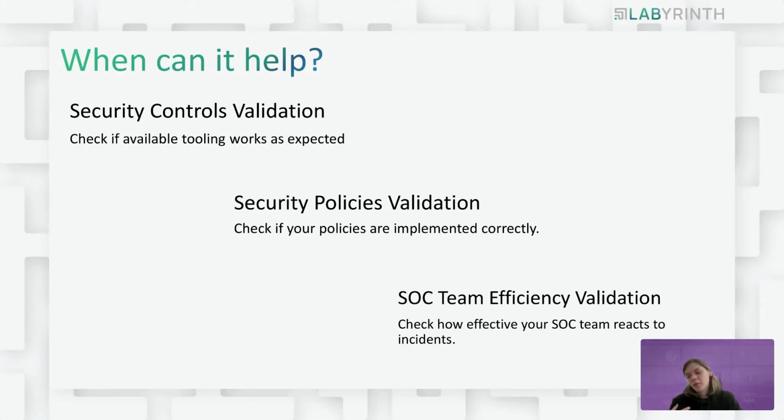Next is security policies validation. So if you have a policy that, for example, SMB signing should be enabled everywhere, and you want to easily check all of your hosts, you can also use it. That's one of the examples, but the idea is that you can check if the rules that you want to maintain in your infrastructure are actually working. You can use Seeker.